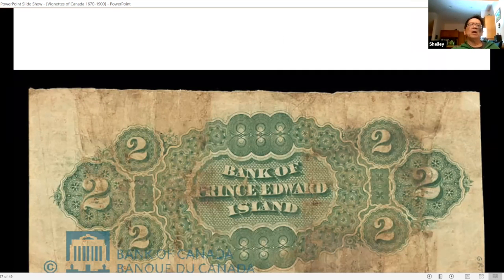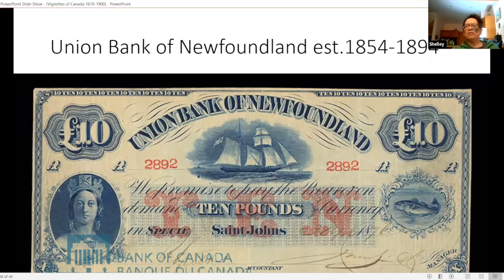Here is the Union Bank of Newfoundland. Now, technically, Newfoundland is not a part of Canada at this point. Newfoundland does not join Confederation until 1949. Here we have an interesting banknote, though, because it's in pounds. It is redeemable in St. John's, and you have a tribute to the cod fishery.